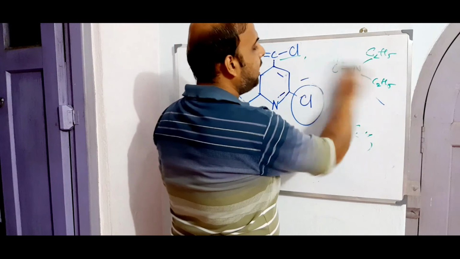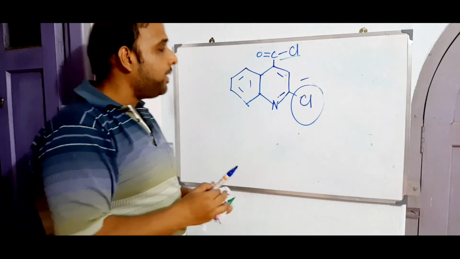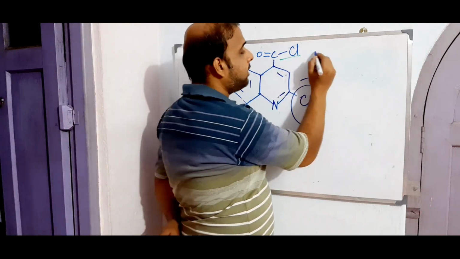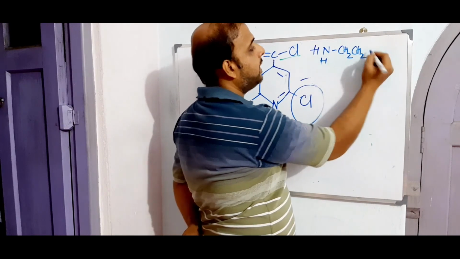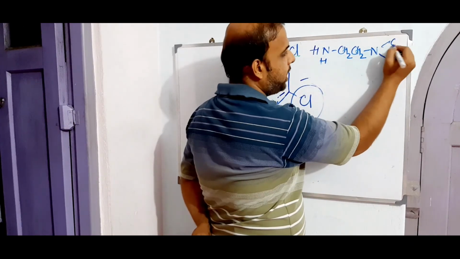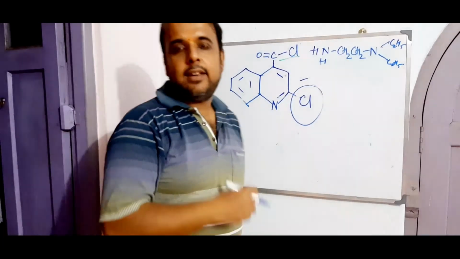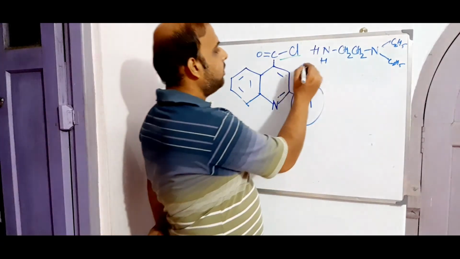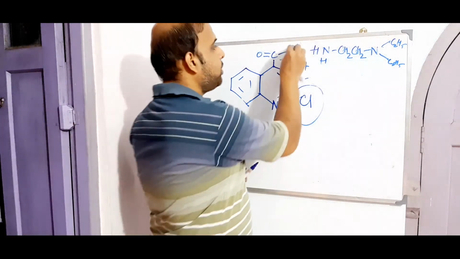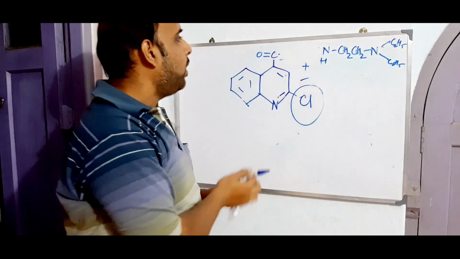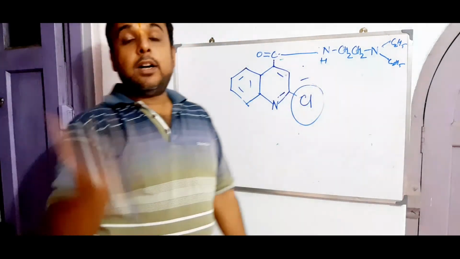Initially we'll react this carbonyl chloride with H2N, CH2, then the tertiary N, that is C2H5, N,N-diethyl ethylene diamine, right? So when these two react, what will happen? Definitely HCl will go off, leaving behind an amide of this sort. So this kind of amide will emerge out of the process.